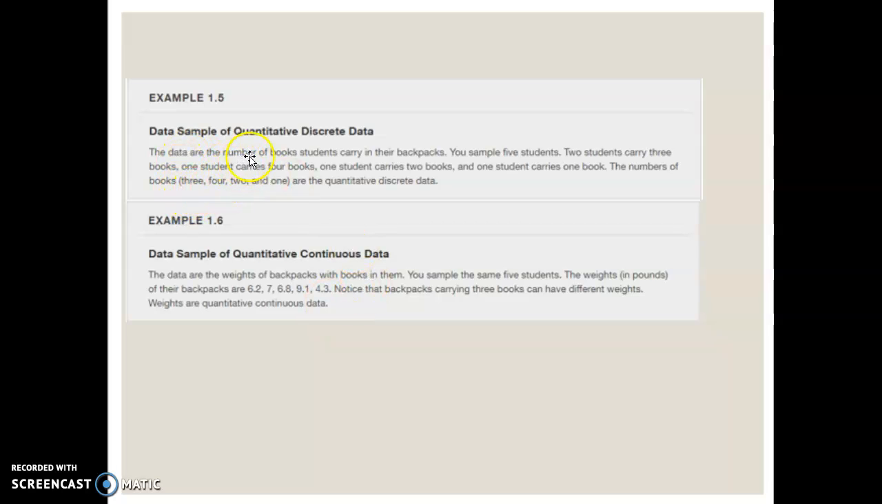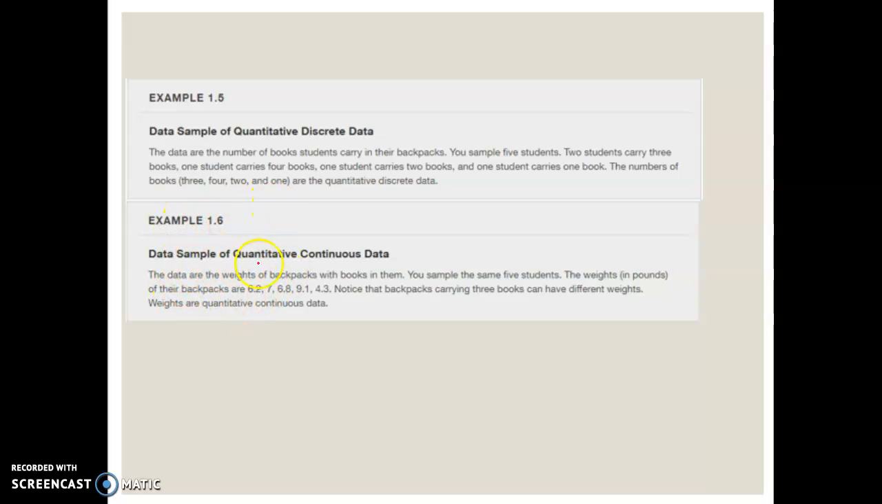So right here, here's an example of quantitative discrete. The data are the number of books students carry in their backpacks. You sample 5 students. 2 students carry 3 books. 1 student carries 4 books. 1 student carries 2 books, and 1 student carries 1 book. The numbers of books, 3, 4, 2, and 1, are the quantitative discrete data. You can actually count them.